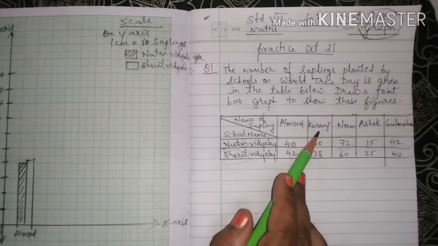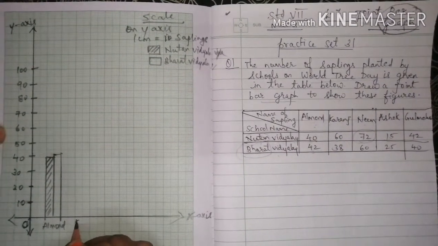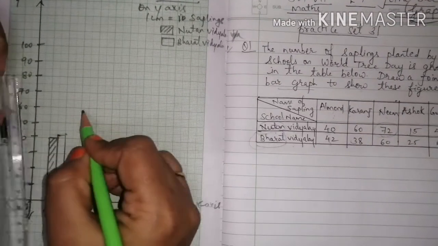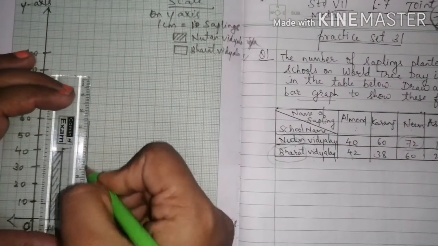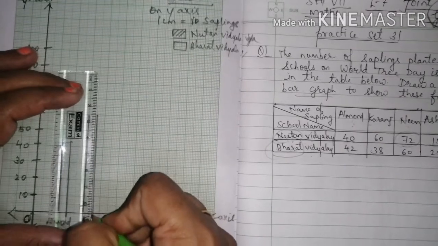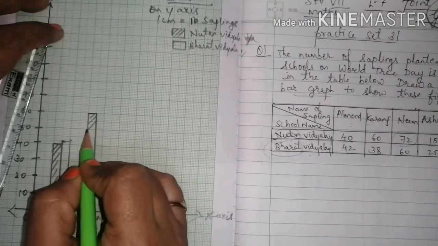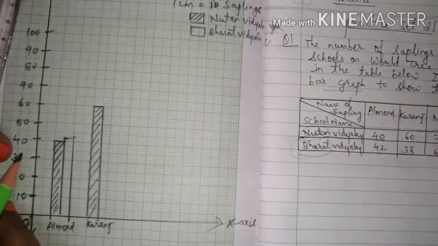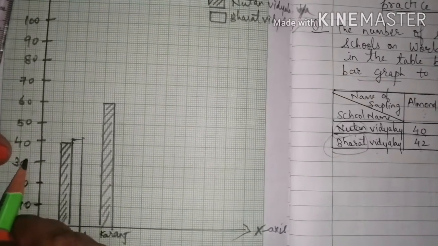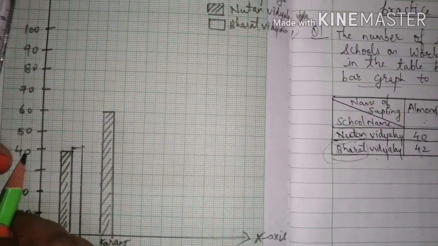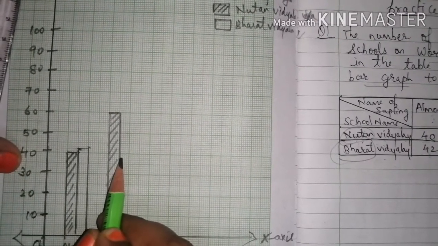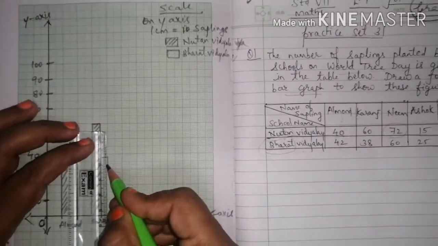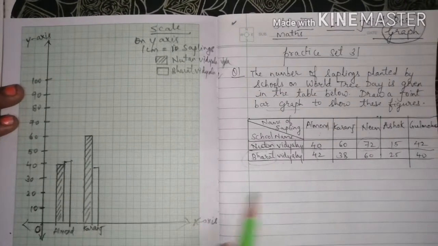Let's move to the second sapling, Karanj. Leave one box. Here you will write Karanj. Karanj, 60 of Nutan. So here is your 60. Half box you have to show 60, that is of Nutan Vidyalaya, that is the shaded one. And 38. Above 30, 8 small boxes you have to go up. 31, 32, 33, 34, 35, 36, 37, 38. 38 means below 2 for 40. So this will be 38. So this one is Bharat Vidyalaya, 38.